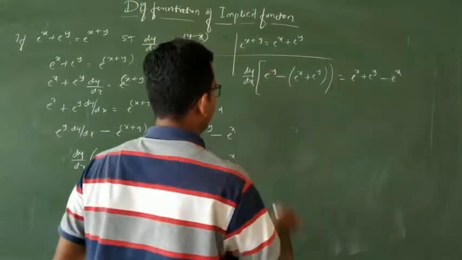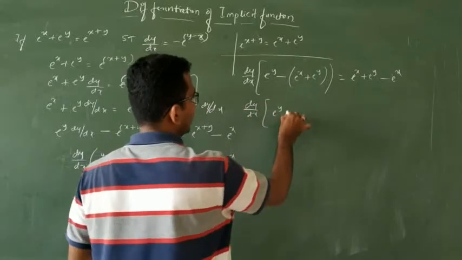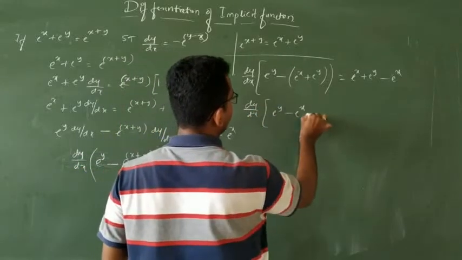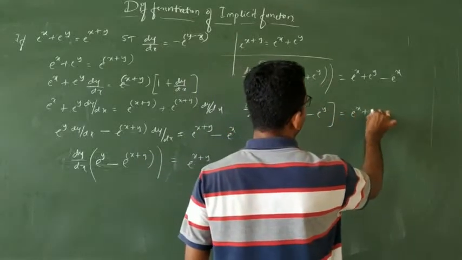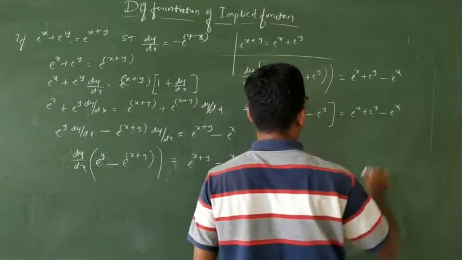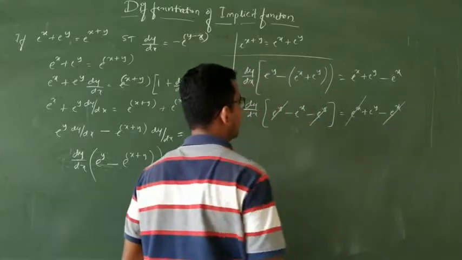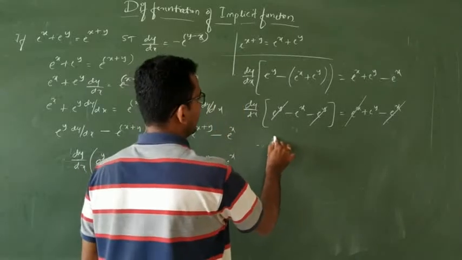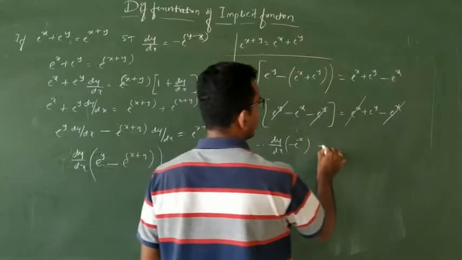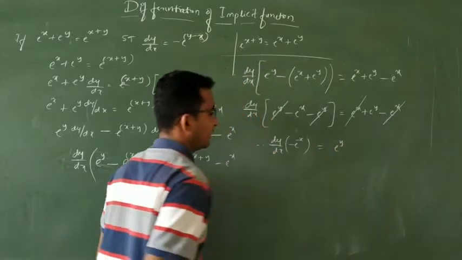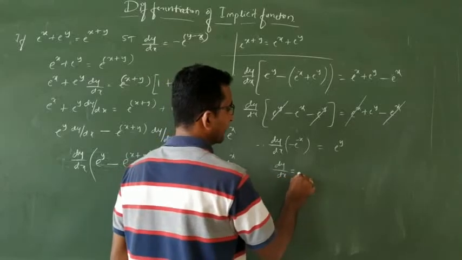Multiply that minus inside the bracket. dy by dx is nothing but e raised to y minus e raised to x minus e raised to y is equal to e raised to x plus e raised to y minus e raised to x. So here plus e raised to y and minus e raised to y, plus e raised to x and minus e raised to x get cancelled. Therefore, dy by dx into e raised to minus x is equal to e raised to y. I will take this to the RHS.